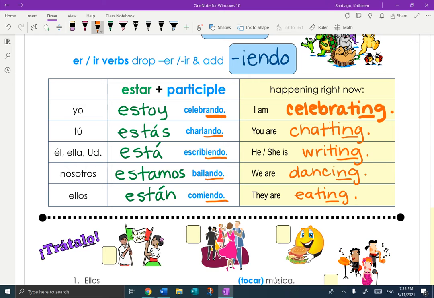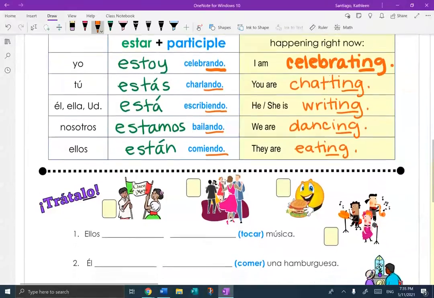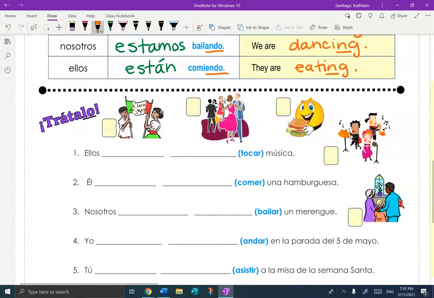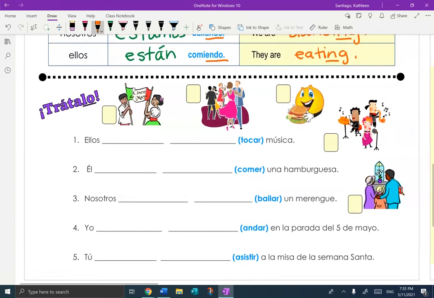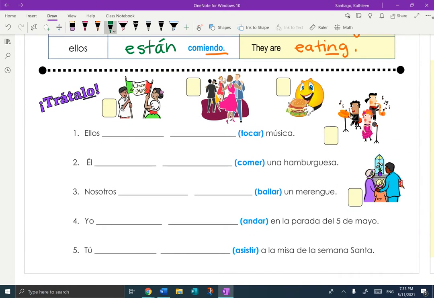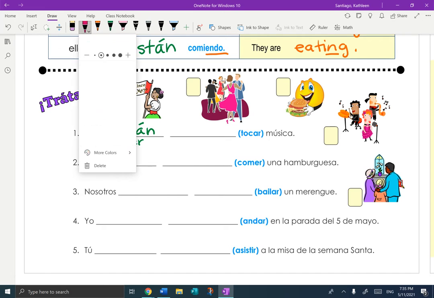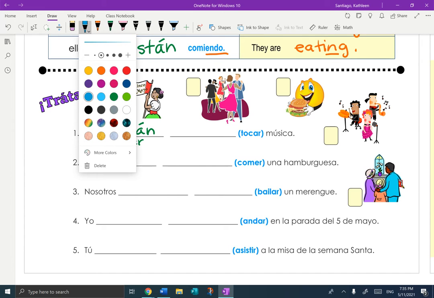Okay, muy bien. Trátalo, right? Trátalo. The lo is it from our DOP work. Try it. So now let's try to make some of these. I'm going to do one with you to show you what to do, and then you can finish the other four. So the first one from what we learned above, we have to conjugate estar. So the first blank is for estar. Ellos están. And now we would like to put in the participle.